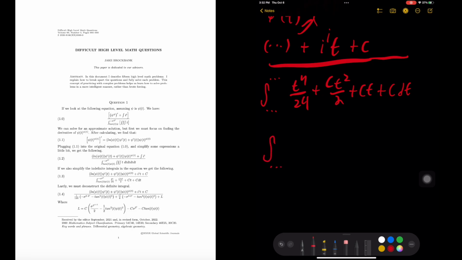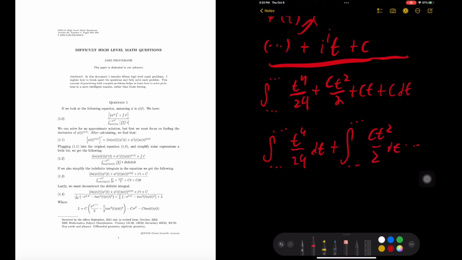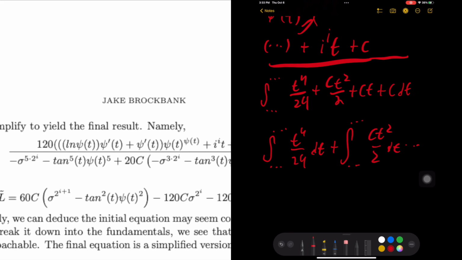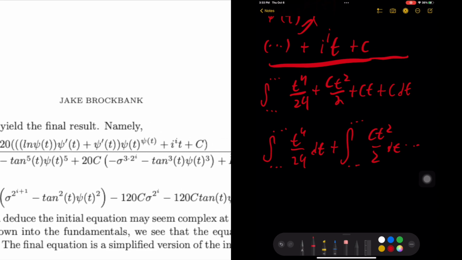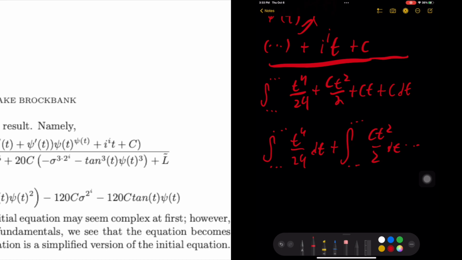So we have, again, lower upper bounds of t4 over 24 dt. Then we have definite integral c t squared over t dt, and you get the point. Just exactly all of that, analyzing that. And once you calculate those derivatives, you plug it into the bottom part of the equation, and then you have a fully simplified equation. And that's exactly what the question wants. So yeah, that is question 1.